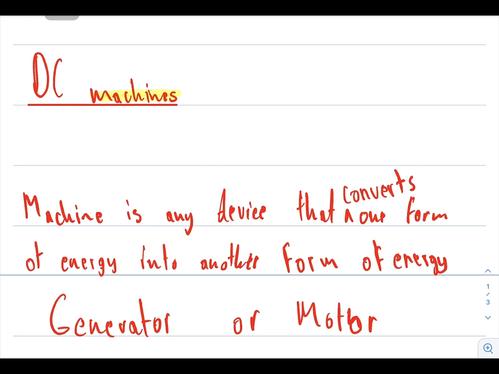DC means that there are two types of electricity. There is direct current, which is the type of electricity that you get from a battery. But you can also get it from a DC generator. Direct current from a battery is pure DC, but direct current from a DC generator is not as pure, because it is pulsating.